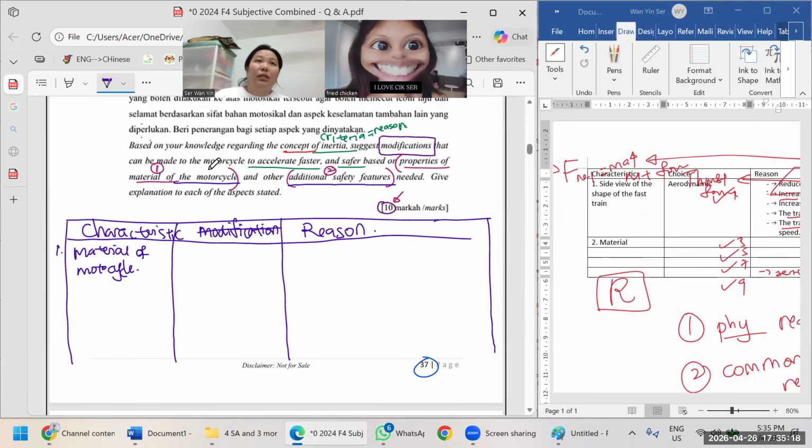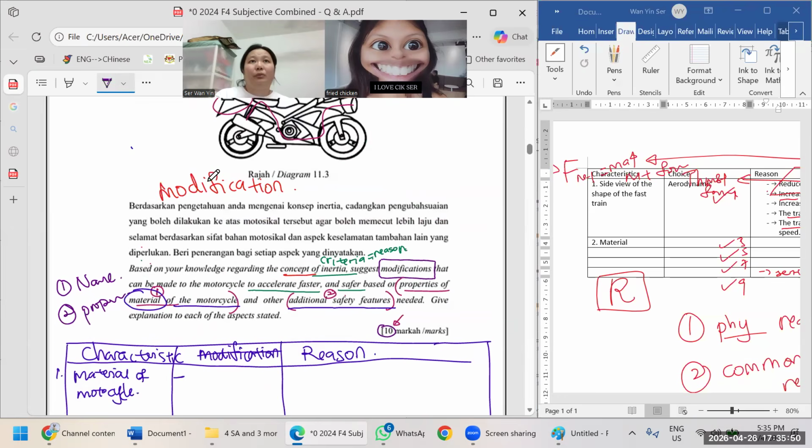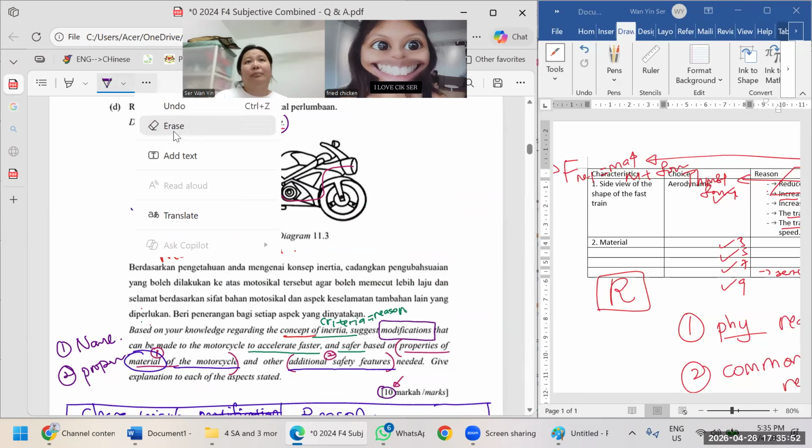You may say, teacher, here only got 2. How to make 10 marks? I tell you, when they say properties of material, you must feel happy. Material got many things to write. Number 1, you can write the name. Number 2, you can write the properties.